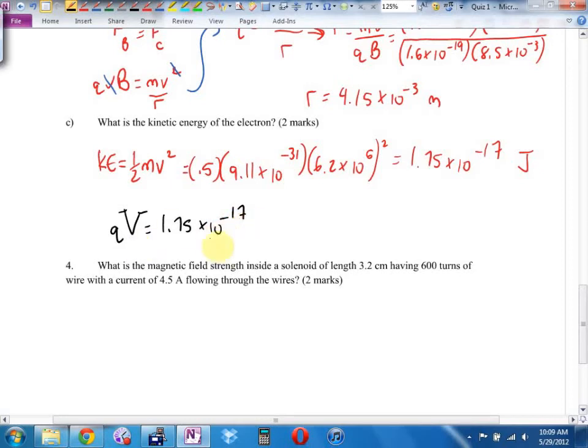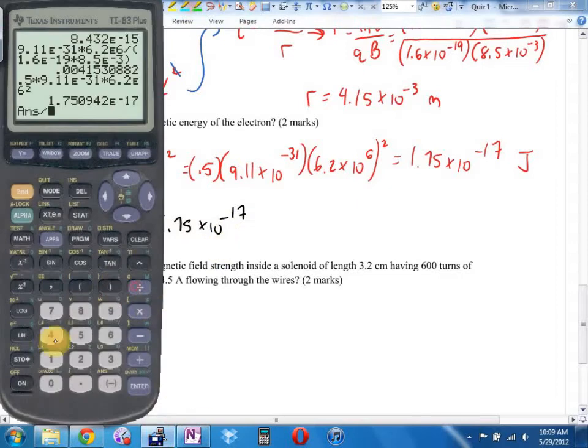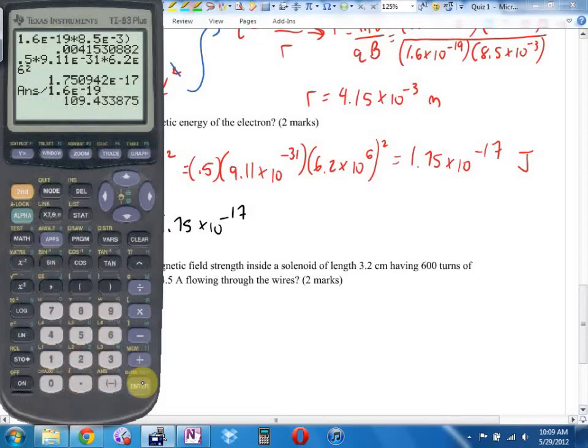Divide this by the charge, 1.6 times 10 to the negative 19. I would need to send it through 110 volts. I could do it with a plug.